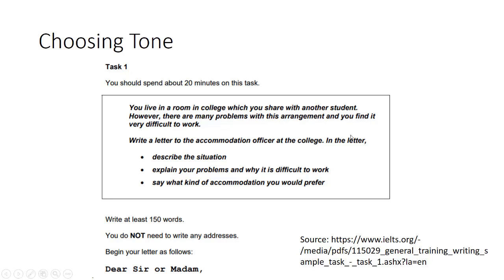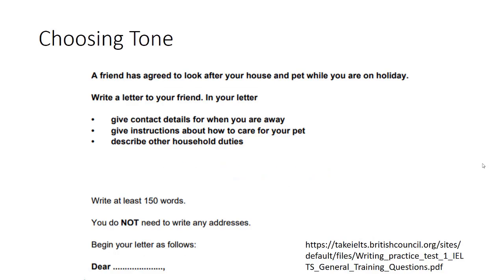So choosing tone. For this person, write a letter to the accommodation officer. It's not a friend, so it's not informal. It's formal. Really, really simple. For this one, a friend has agreed to look after your house, a pet while you're on holiday. Write a letter to your friend. It'll always say this for informal things. Write a letter to your friend, informal. Anything else, formal. Very, very simple.